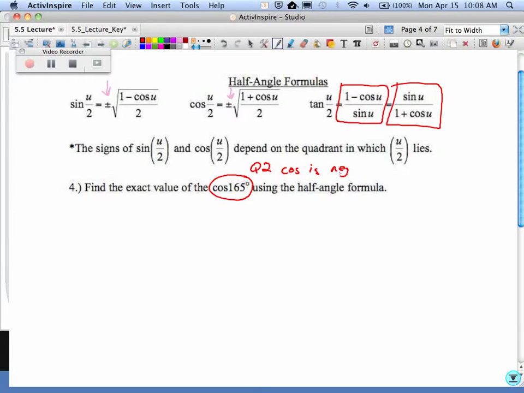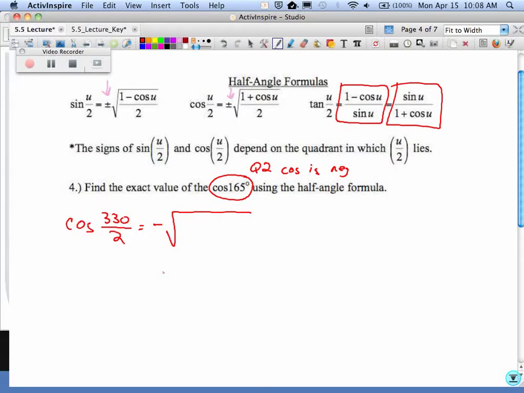Cosine is negative. So when you go to do the formula, you're going to do cosine of 330 divided by 2. What is 330 divided by 2? 165. So I have changed the way it looks, but I did not change the value of that angle, right? It still is 165 there. But you guys told me then that it's negative there. So when I go to pick my formula, I'm going to do the negative of the square root. That's how I determine the negative.